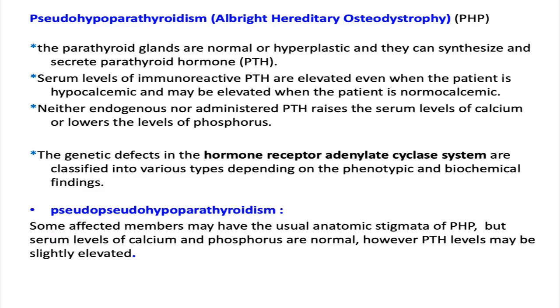Some affected members may have the usual anatomic stigmata of pseudo-hypoparathyroidism, but serum levels of calcium and phosphorus are normal. However, parathyroid levels may be slightly elevated. So the patient may have the stigmata of pseudo-hypoparathyroidism, but does not have hypocalcemia or hyperphosphatemia and needs no treatment. And I have two such cases from Jalawla in Diyala. They consulted our clinic for the diagnosis of hypoparathyroidism, but proved to be pseudo-pseudo-hypoparathyroidism.